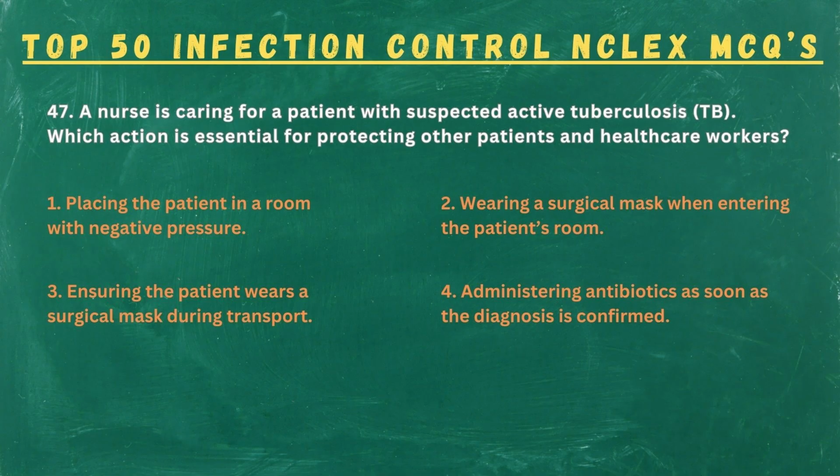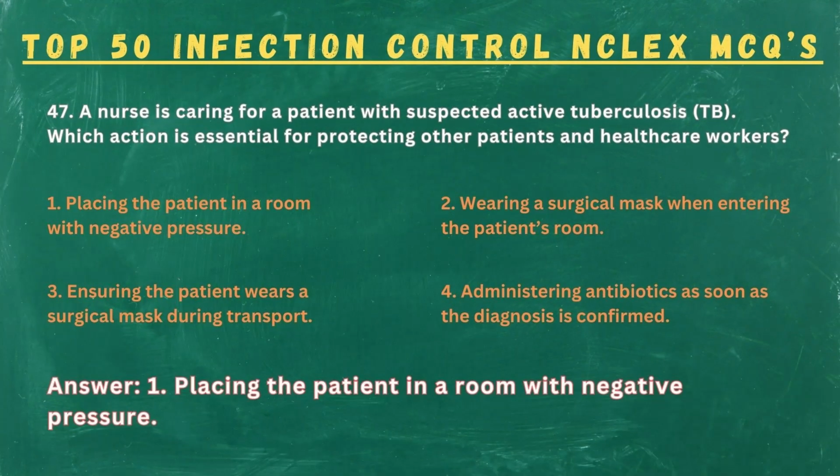47. A nurse is caring for a patient with suspected active tuberculosis, TB. Which action is essential for protecting other patients and healthcare workers? 1. Placing the patient in a room with negative pressure. 2. Wearing a surgical mask when entering the patient's room. 3. Ensuring the patient wears a surgical mask during transport. 4. Administering antibiotics as soon as the diagnosis is confirmed. Answer: 1. Placing the patient in a room with negative pressure.